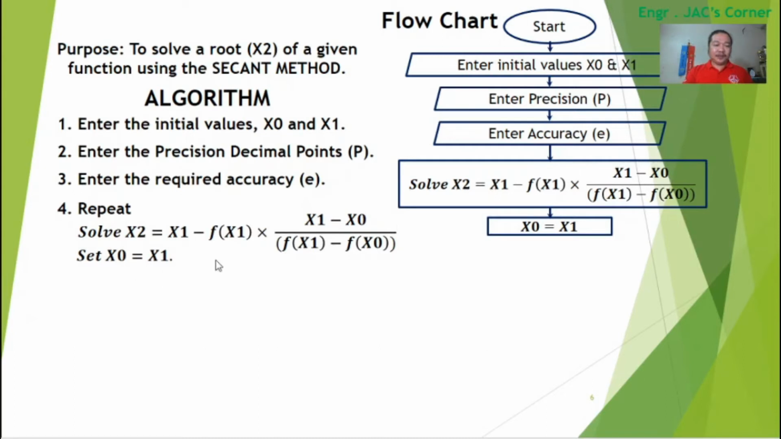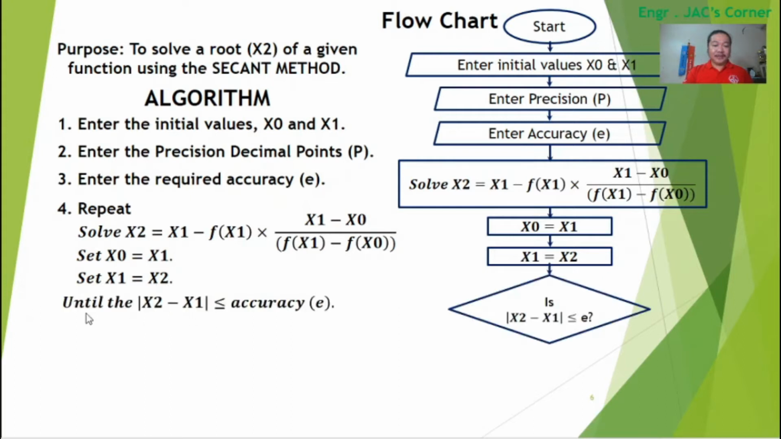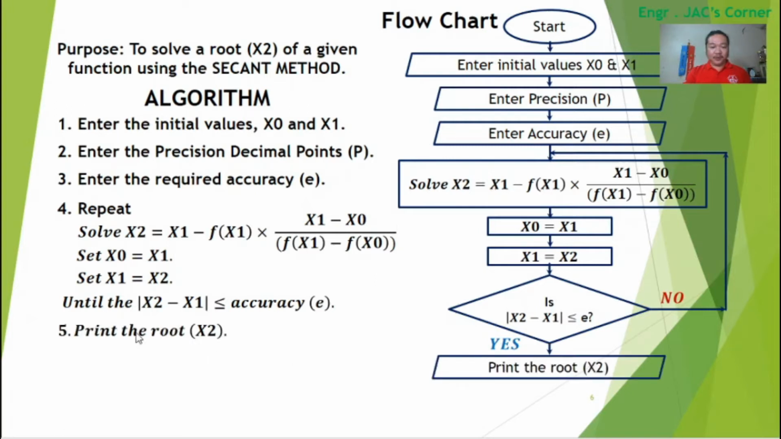Then for the next iteration, we will set the x sub 0 to the x sub 1 here. Okay, and then we will set the x sub 1 for the next iteration to this value, and then continue until the absolute value of x2 minus x1 is less than or equal to the accuracy. If the answer is no, then we will repeat the process. Repeat the iteration until the absolute value of the new value minus the old value is less than or equal to the accuracy. If it's yes, then we will print the root, and that will end our algorithm.